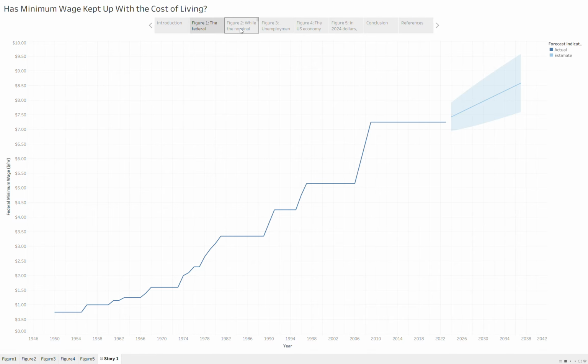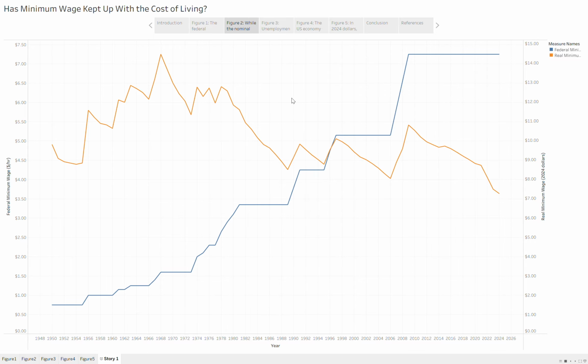Let's take a look at our next figure here. So as we look and see, the blue line is the increase in federal minimum wage, and the orange graph here is showing the real minimum wage, or the money adjusted for 2024 dollars using the consumer price index. So even though it looks like minimum wage is increasing over time, which it is, the amount of money that it actually is worth in relation to goods is not as much as it was even back here.